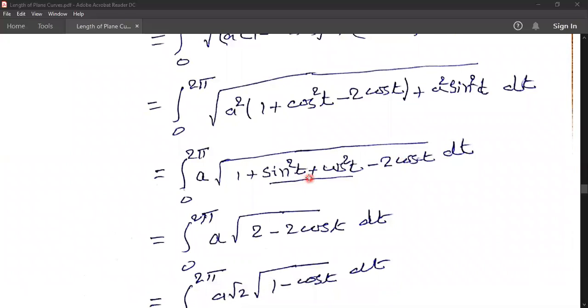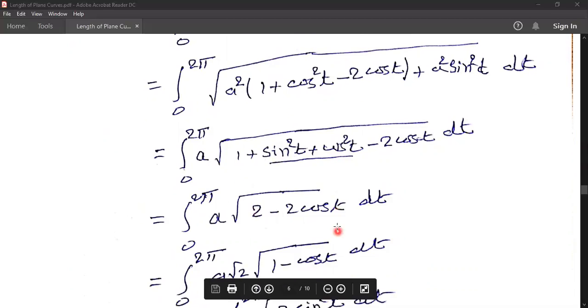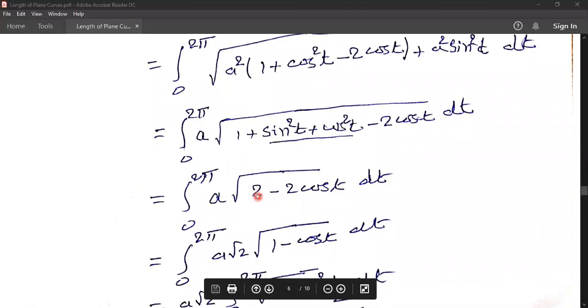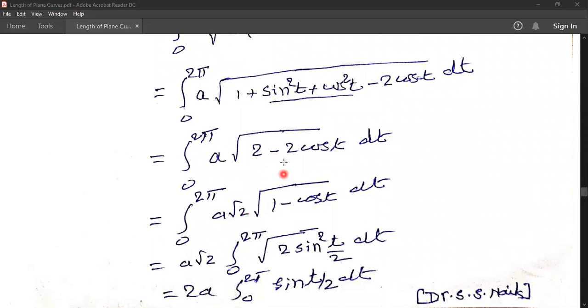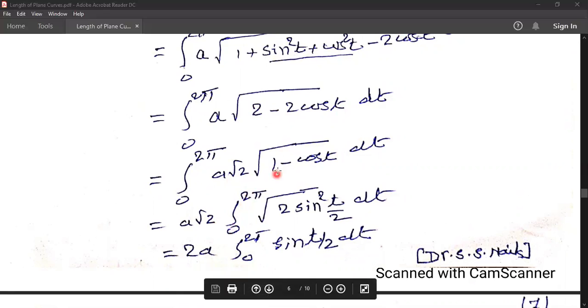That is, sin square theta plus cos square theta is equal to 1. Therefore, this becomes 1 plus 1, which is equal to 2, so 2 minus 2 cos t. That 2 we can take outside, becomes a root 2. Then square root of (1 minus cos t) into dt. Then this becomes a root 2, integration from 0 to 2 pi.